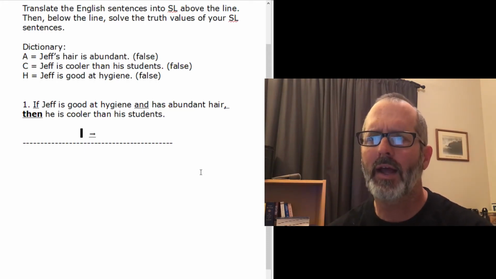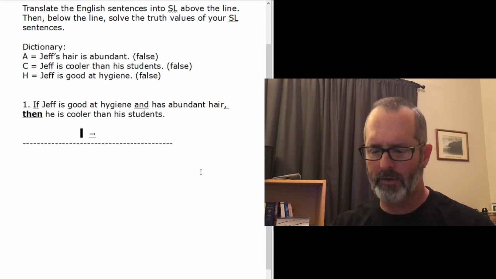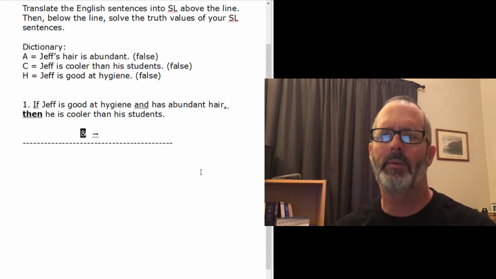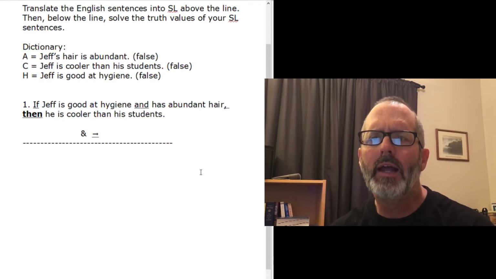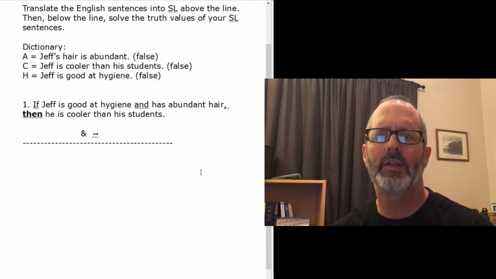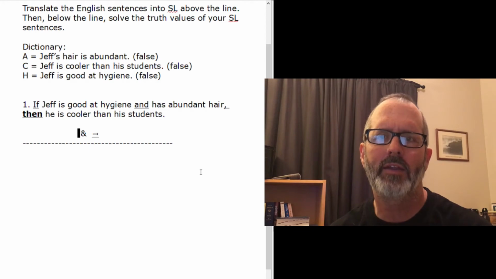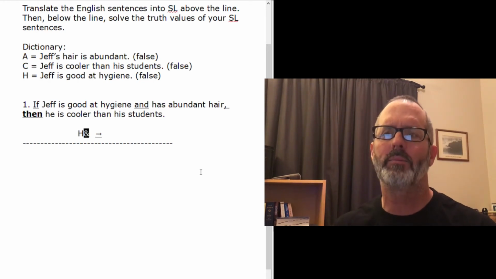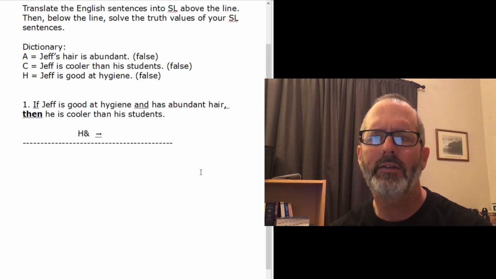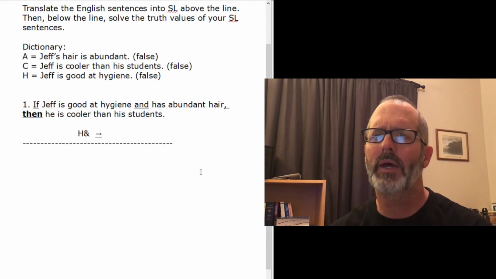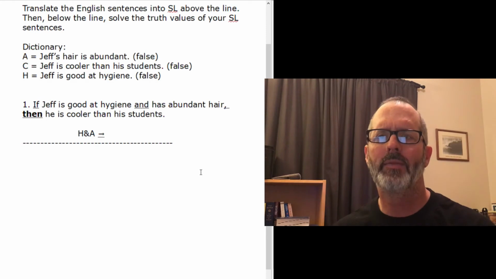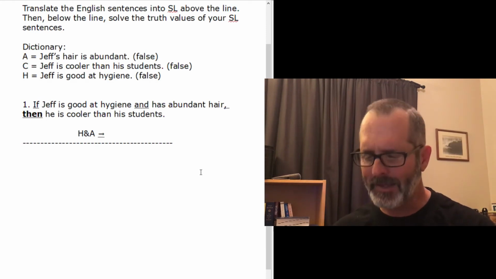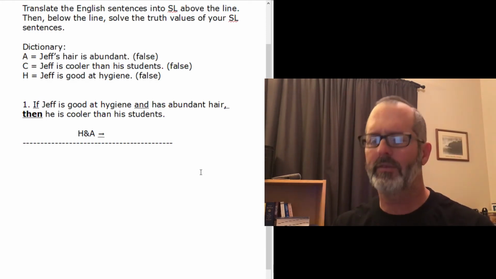All right, so now I'm looking at this. On the left side, I see an and. So I'm going to go ahead and fill that in. That's obviously our ampersand sign. And an and does not affect order, so I can translate around that. I have already translated the if when I put in that arrow. So I need Jeff is good at hygiene. Let's see. In the dictionary, that's simply H. On the right side of the and, it says has abundant hair. That means Jeff's hair is abundant. That's A.